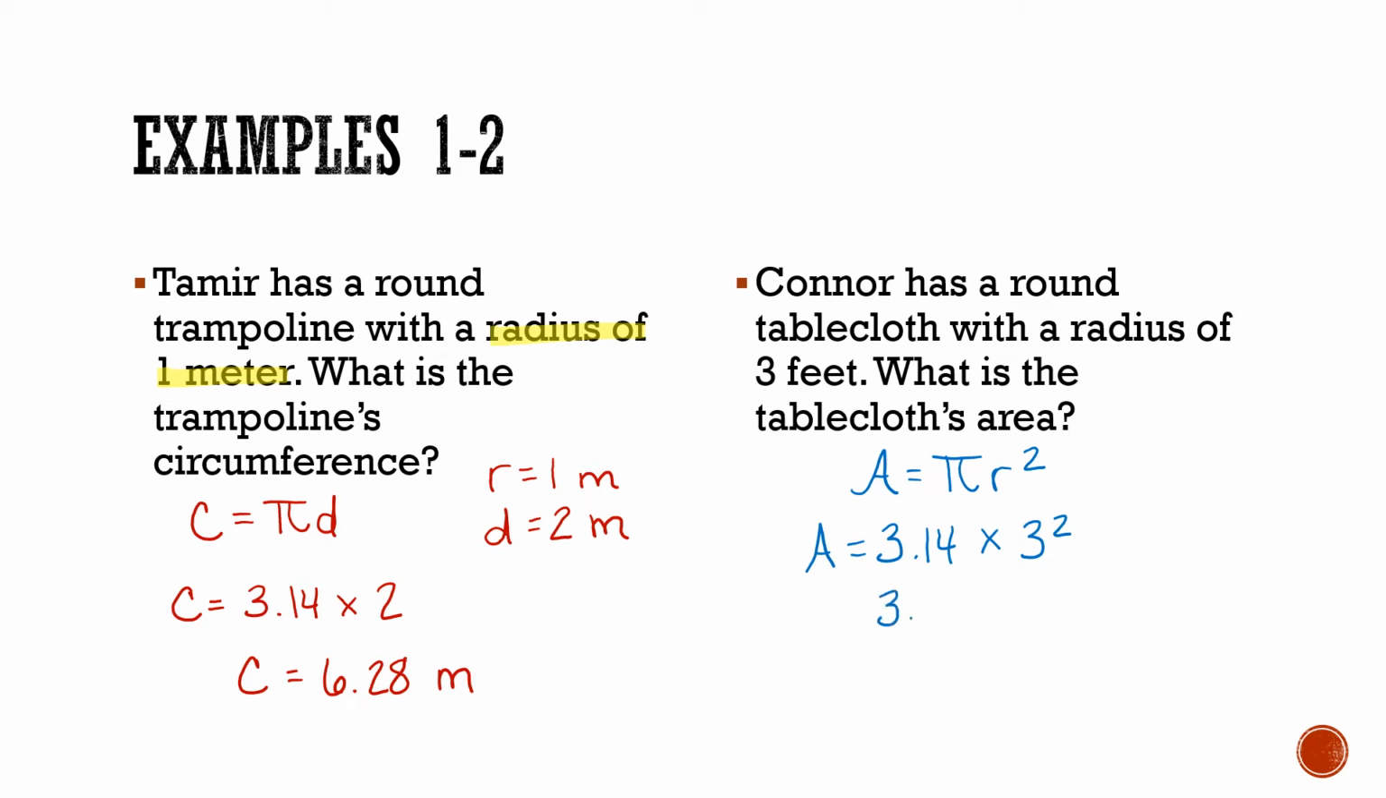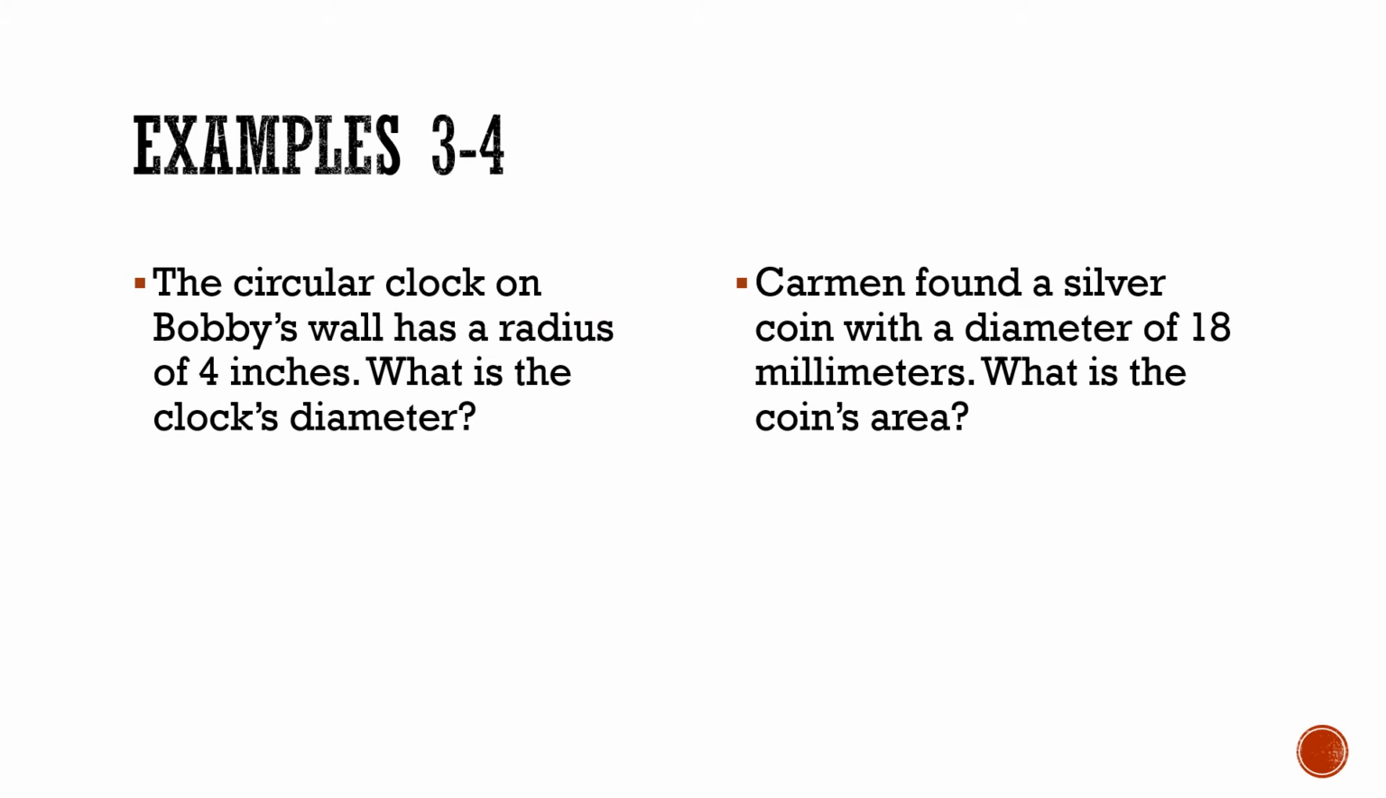Now remember, you can enter that as 3.14 times 3 times 3 if you don't have that squared button. So 3.14 times 3 squared is 28.26. So the area of that circle is 28.26 feet squared. Okay, go ahead and pause your video and try examples 3 and 4.